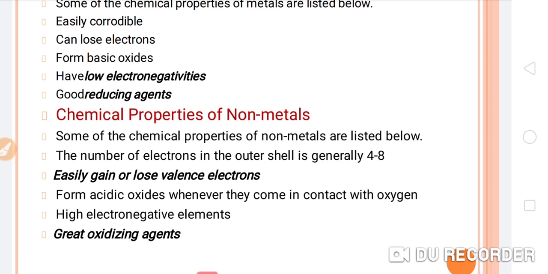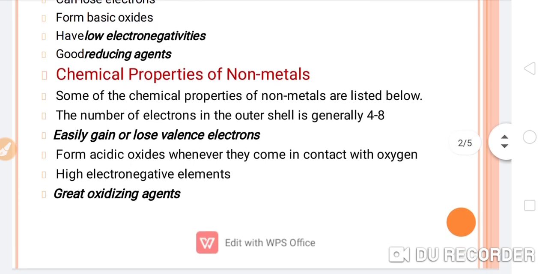Why? Because if you treat non-metallic oxides with water, they will form their respective acids. Suppose carbon dioxide gas, when dissolved in water, converts into carbonic acid. Sulfur trioxide gas, when dissolved in water, converts into sulfuric acid. Sulfur is a non-metal, carbon is a non-metal. So when we dissolve their oxides in water, they convert into their respective acids. That is the reason these are acidic oxides.